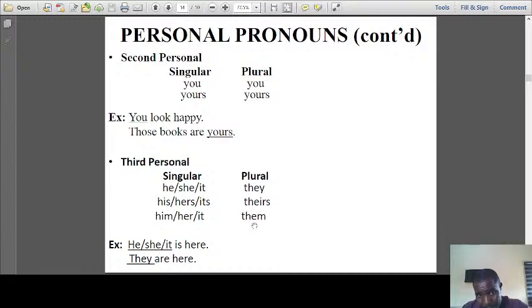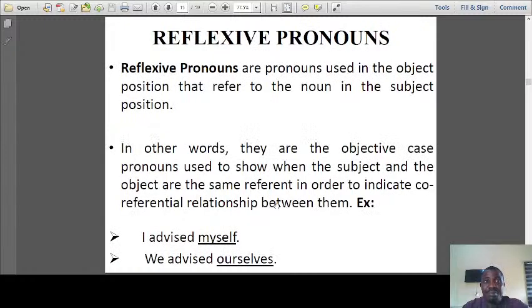And if it is possessive, his is here. If I want to replace "his book is here" with a pronoun, I would say his is here, hers is here, its is here. But if I want to use plural, I would say theirs are here. Out of that, we are done with the possessive pronoun.